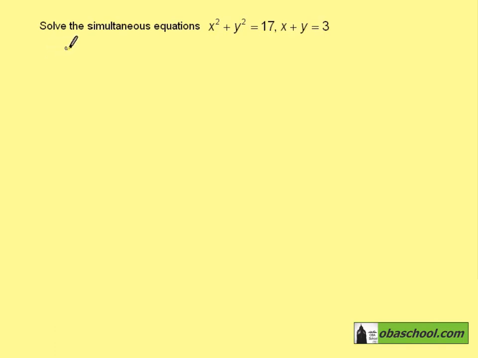We want to solve the simultaneous equations x squared plus y squared is equal to 17 and x plus y is equal to 3. Let's call x squared plus y squared is equal to 17 equation 1, and x plus y is equal to 3 equation 2.